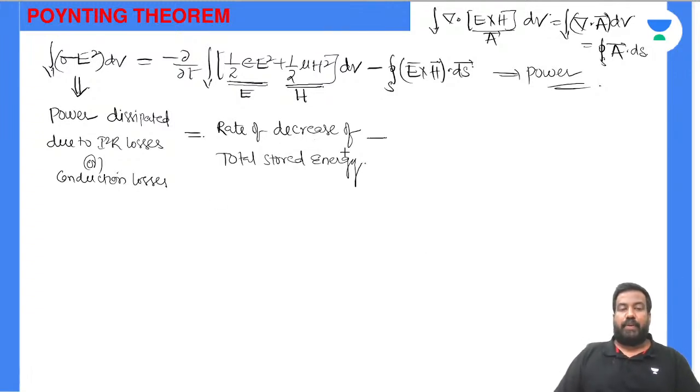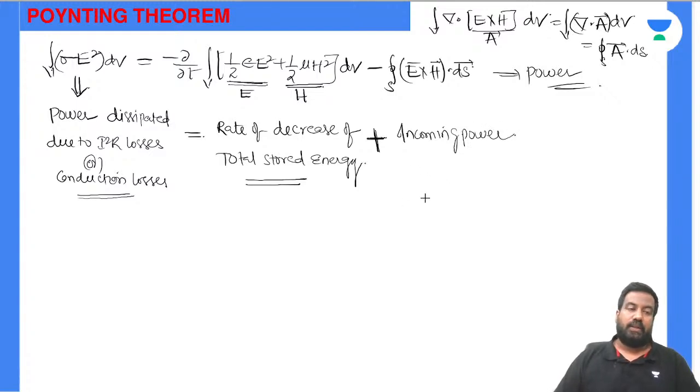According to the conservative property of energy, the amount of power dissipated due to I square R losses is equal to the rate of decrease of stored energy plus what? Plus some incoming power. For example, this is power dissipated due to I square R losses or conduction losses.